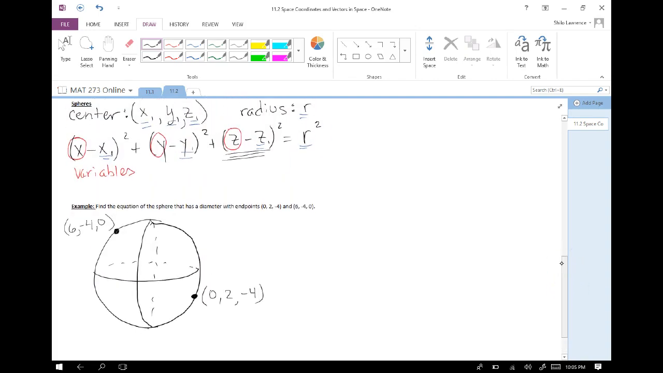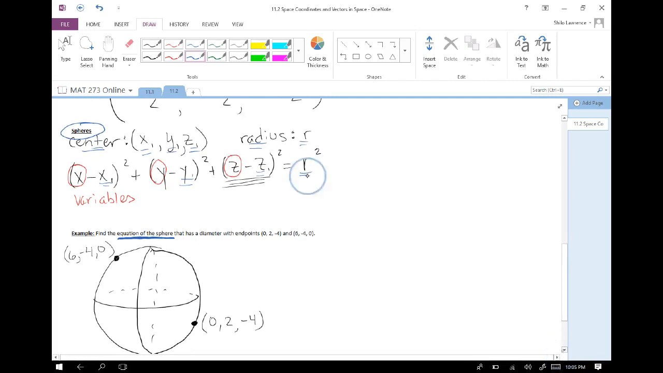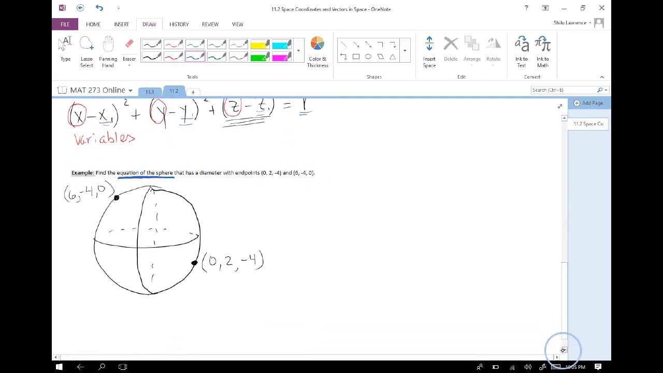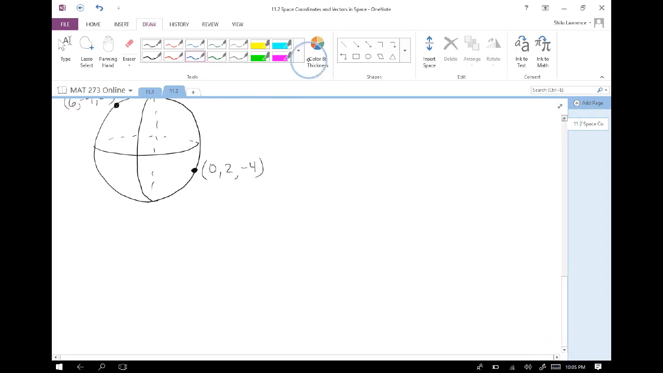A good technique for problem solving is always first read the problem, but then identify what your ultimate goal is. And in this problem, the ultimate goal is to find the equation of a sphere. So I'm going to refer back to the equation of a sphere. And the way that we've defined it, we need to know the center and the radius. And neither one of those were given to us. But if we can find the center and the radius, then we can write out our final answer. So that's where these diameter points come in.